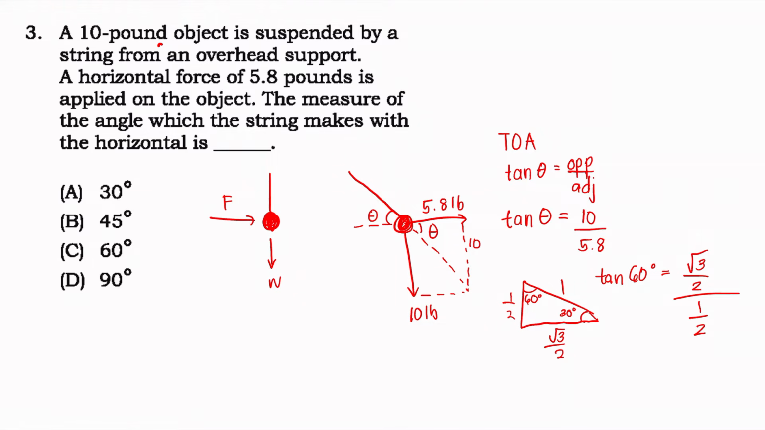So, cancel 2. Yung matitira sa atin ay square root of 3, which is almost equal to 1.7, diba? Pag kinompute kasi natin to, 10 over 5.8, almost equal siya sa 1.7 din. So, yun na yung answer, 60 degrees. So, the final answer is 60 degrees.